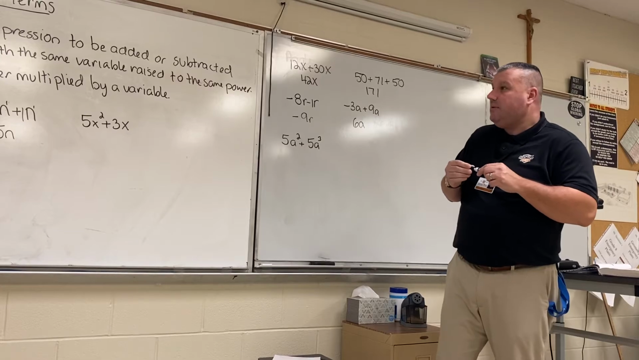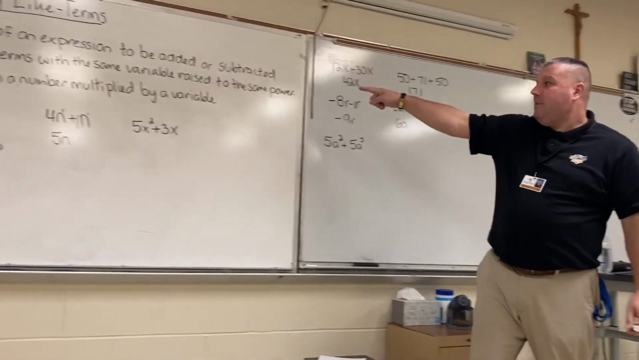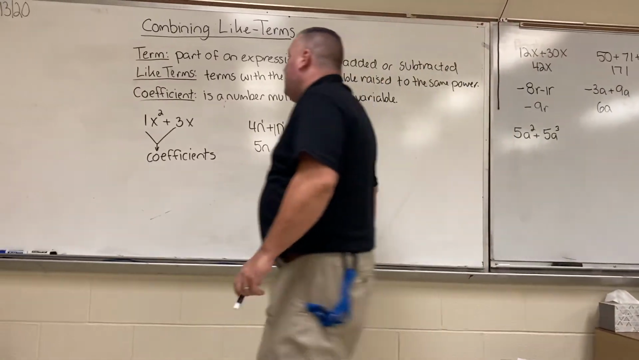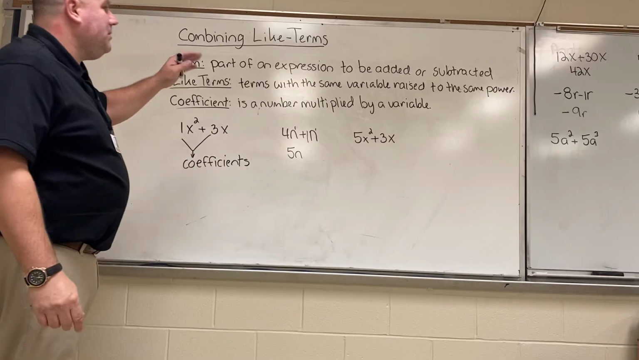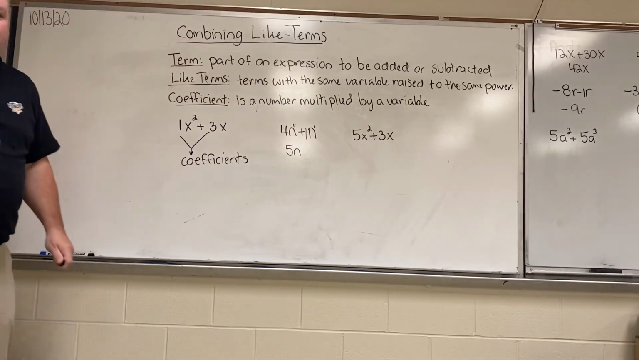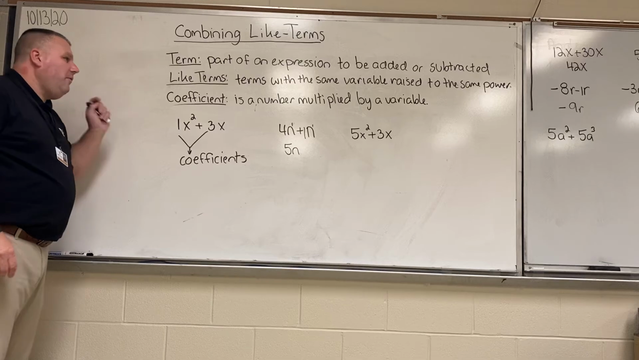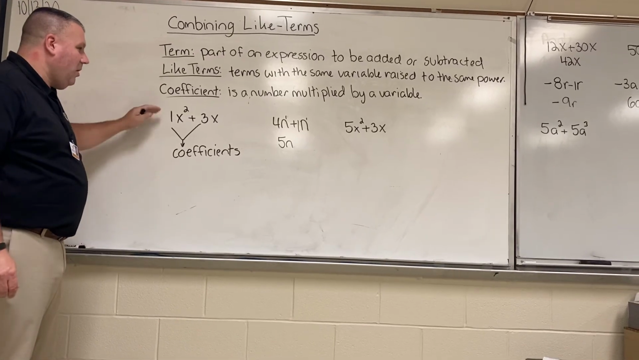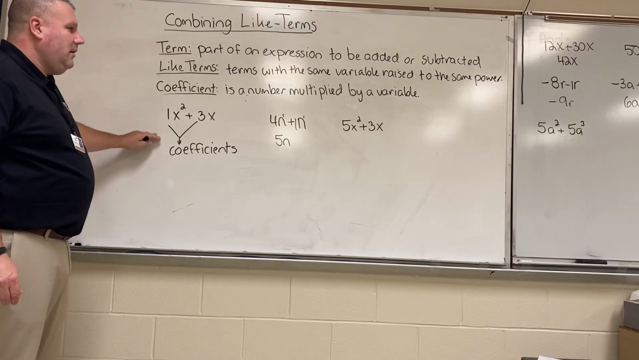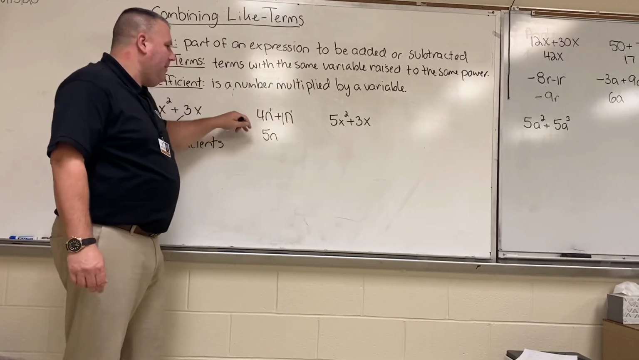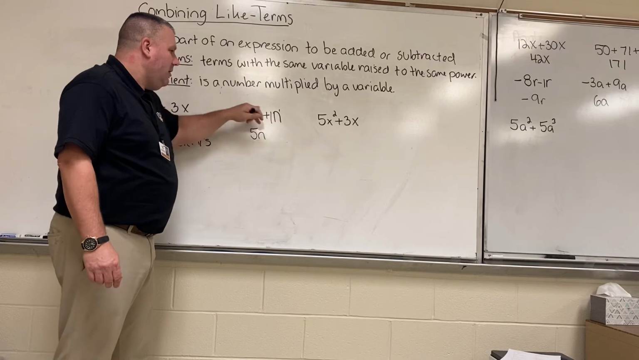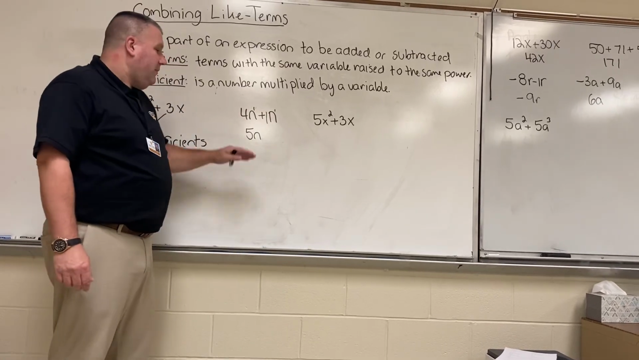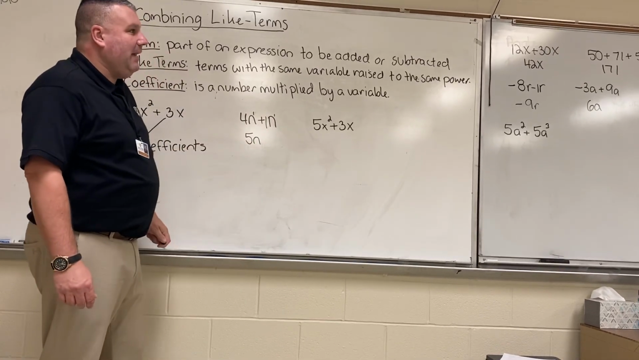Okay, so just to reiterate, a term is part of an expression to be added or subtracted. Like terms are terms with the same variable raised to the same power. A coefficient is a number multiplied by a variable. Okay, here's an example here of coefficients. Okay, this here we were able to add because it is the same variable n raised to the same power, which was the first power. So that would just be 5n.